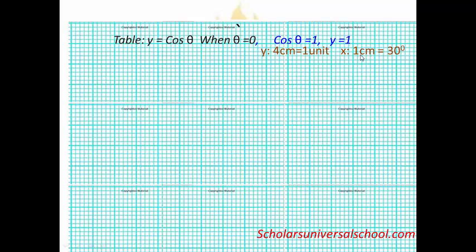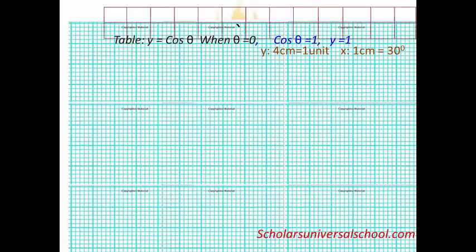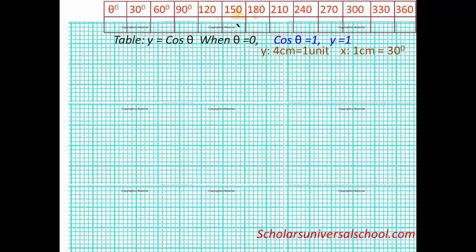And the same thing that happened in the case of sine is also happening there for cos, whereby we have 1 centimeter representing 30 degrees. Which means 5 small boxes represent 30 degrees and 1 small box will now represent 6 degrees. So let us proceed by having our axis, by having our table. So we have copied our table here, and then we have our axis as well. So the y-axis has been drawn, which is y equals cos theta.